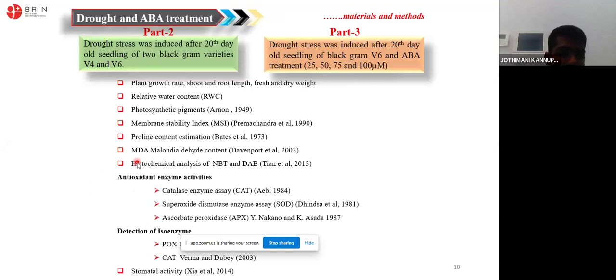The next part of our study is the morphological, physiological, and biochemical analysis of 10 days drought stress induced in black gram 1.4 and 1.6 varieties. And we also analyzed the 10 days drought stress induced with different concentrations of ABA treatment in black gram 1.6 varieties.